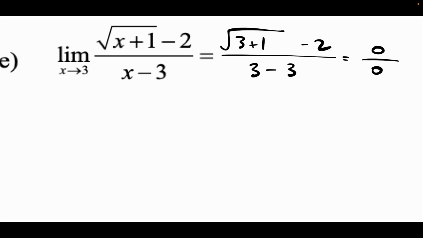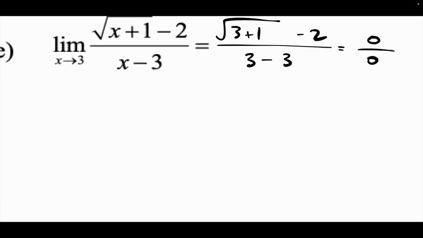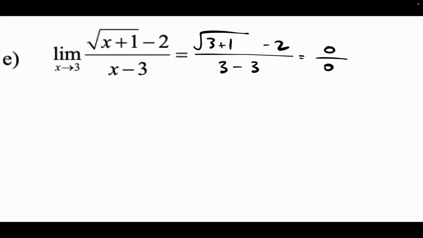The bottom kind of looks like what we were working with, right? x minus 3, it looks similar to what we've been doing. The top is the one that's causing the issue. So we're going to multiply by the conjugate of the top, because that's the one creating the issue. Okay, so what does that mean? Well, first thing we're going to do is rewrite the problem. The limit as x approaches 3, square root of x plus 1 minus 2, over x minus 3.